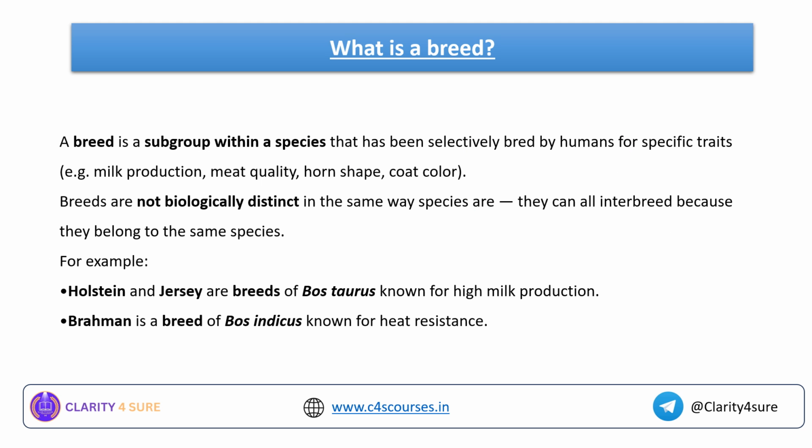Now coming to a breed. So what is a breed? A breed is a subgroup of a particular species which has been selectively bred by humans for specific traits. Those traits can be to enhance milk production, meat quality, or the appearance of the animal, and also to use the animal as labor in agricultural fields. So a species is a broader term, whereas a breed is a subgroup within that species.